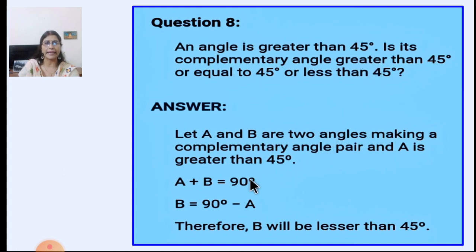So let us write like this, A plus B is equal to 90 degrees, as they are forming a complementary angle pair. Now we have to find out the other angle. So the other angle B will be 90 degrees minus A, and A is given as greater than 45 degrees. So of course the other angle B will be less than 45 degrees. Then only on addition you will get 90 degrees.